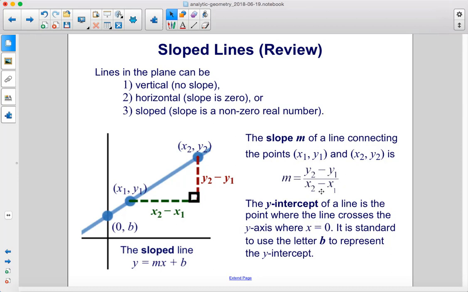over x2 minus x1. The y-intercept of a line is the point where the line crosses the y-axis where x equals 0. It is standard to use the letter b to represent the y-intercept. So here's the y-intercept at the point 0, b.